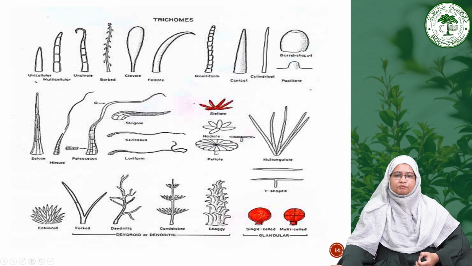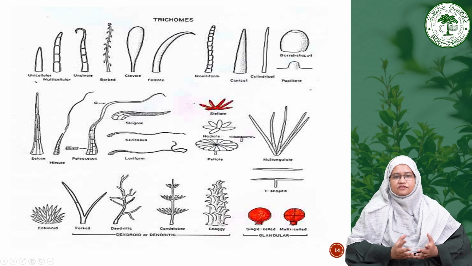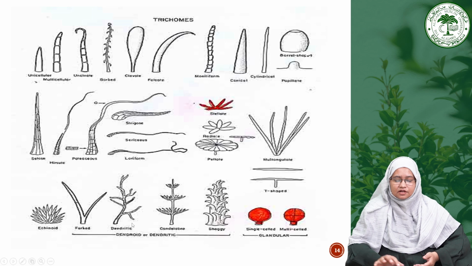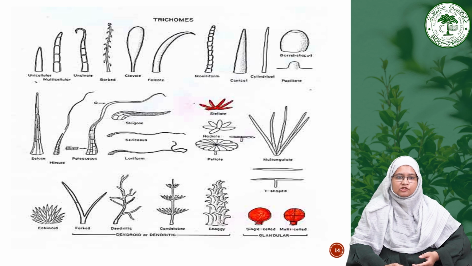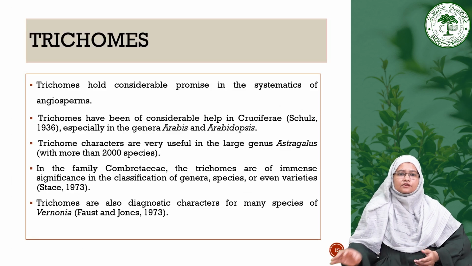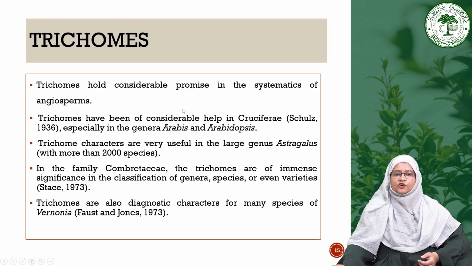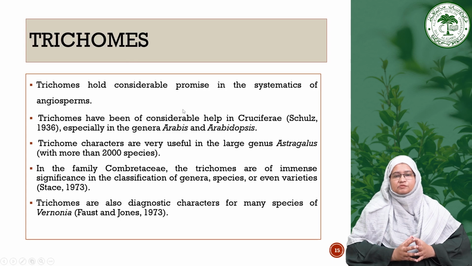So these are the further many types, like this one is the stellate, radiate. Then in the glandular, they may be single celled or multi-celled, they may be T-shaped. So there are a number of types of trichomes, as you can see here, they may be dendroid in this particular image. So there are different types of trichome that may work as an identification tool in many genera or species.